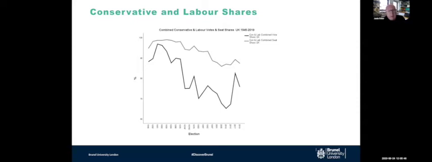That's the dotted line. That's declined over time, but not nearly as steeply. Again, if we go back to 1951, we see that the Conservative and Labour parties held around 98% of all the seats in the House of Commons. Now that's declined somewhat, but it's still around 88% in 2019. So there's been a decline in the share of the seats, but not nearly as steep as the decline in the share of the votes.